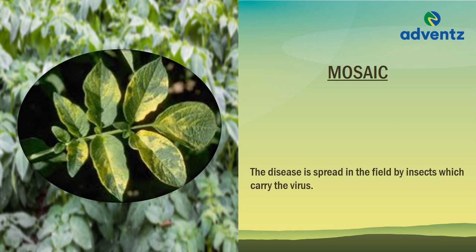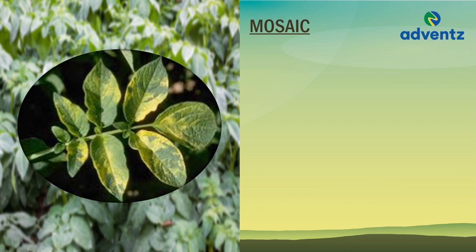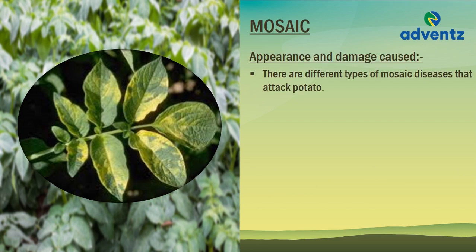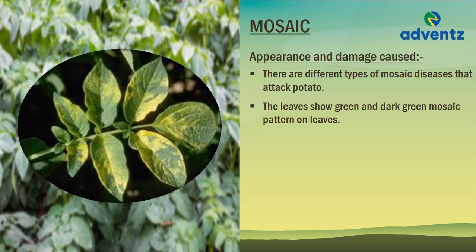How does the mosaic disease spread? The mosaic disease is spread in the field by insects which carry the virus. What is the appearance and damage caused by the mosaic disease? There are different types of mosaic diseases that attack potato. The leaves show green and dark green mosaic patterns. The plants remain stunted and their keeping ability becomes damaged.